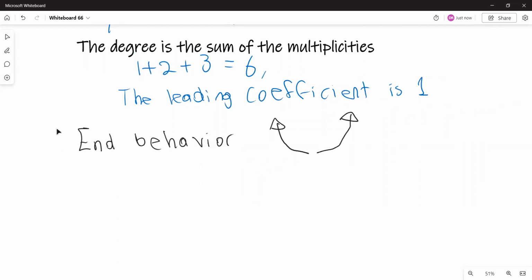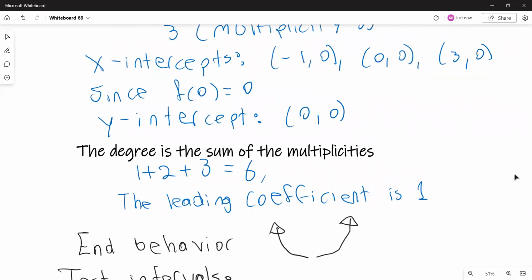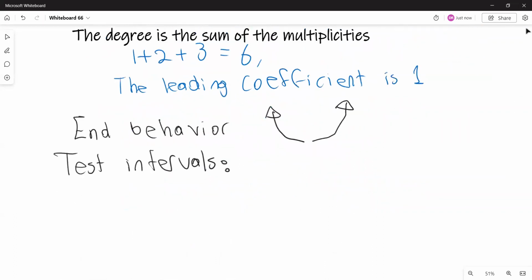So from the zeros, we have 4 test intervals. The zeros are -1, 0, and 3. So the test intervals are -infinity to -1, -1 to 0, 0 to 3, and 3 to infinity.